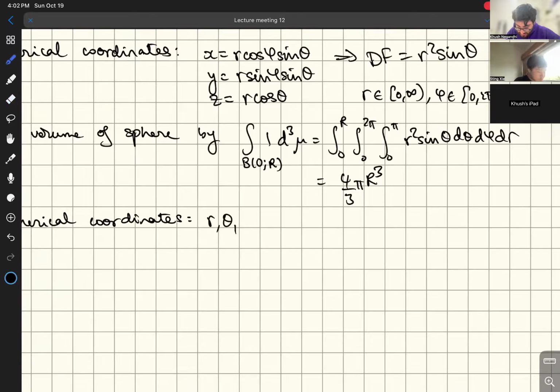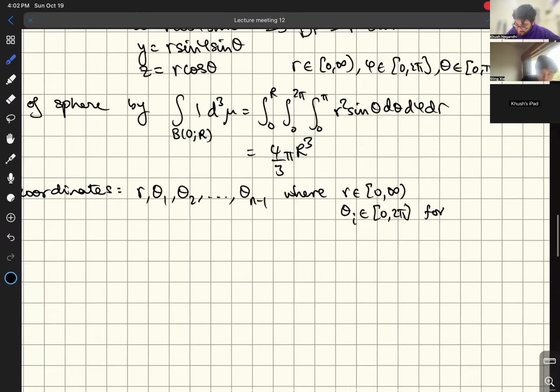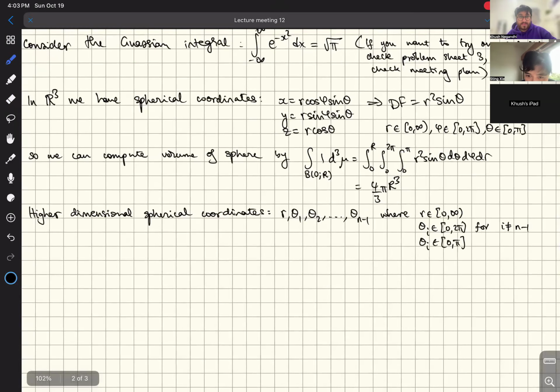would be r, theta 1, theta 2, all the way up to theta n minus 1, where r would come from 0 to infinity, theta i would come from 0 to 2 pi, for i not equal to n minus 1, and then the last component would come from 0 to pi. And then you can write them as, let me just make sure I have this right.